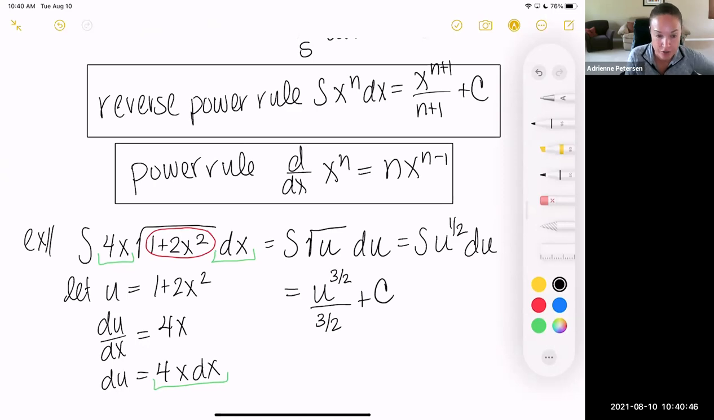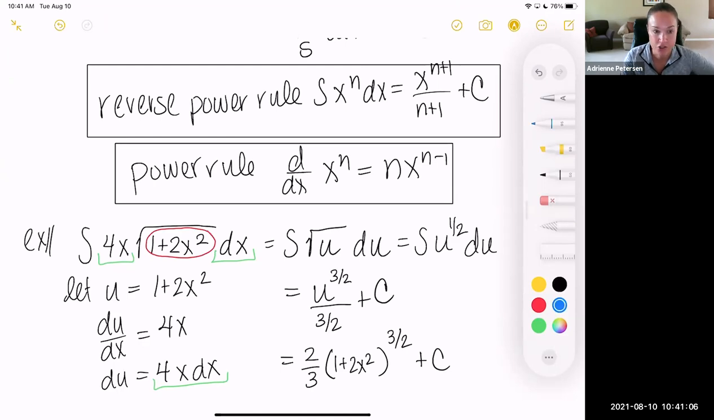The last thing we should do is plug u back in. So I'm going to write this a little bit nicer. Divided by 3/2 is the same thing as multiply by 2/3. And then we have u to the 3/2. So u was 1 plus 2x squared. And then we have plus c.